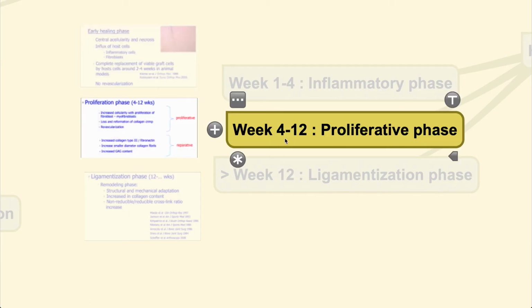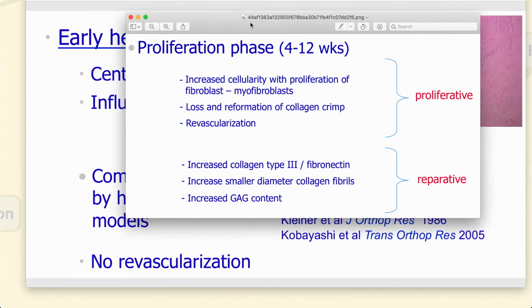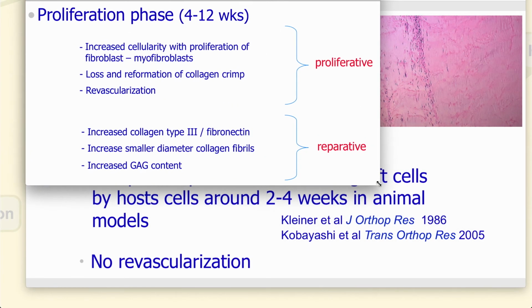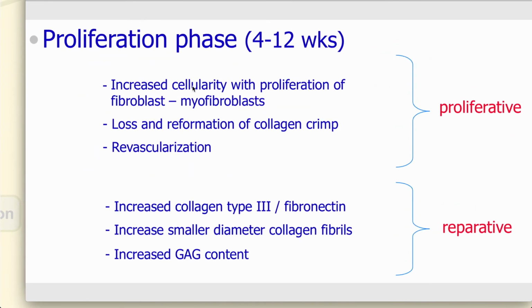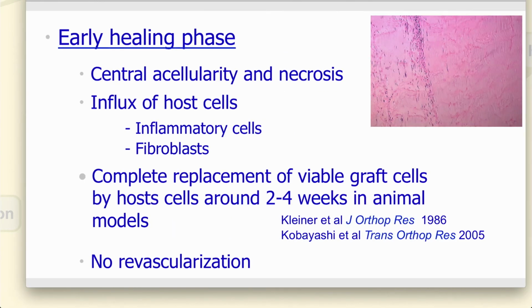Following that, during week 4 till 12, there will be a proliferative phase. And during this proliferative phase, usually there's already increased cellularity. There's also a revascularization of the tendon, and there will be increased glycosaminoglycans and increased collagen type 3. And there will also be an increase in the smaller diameter collagen fibrils.